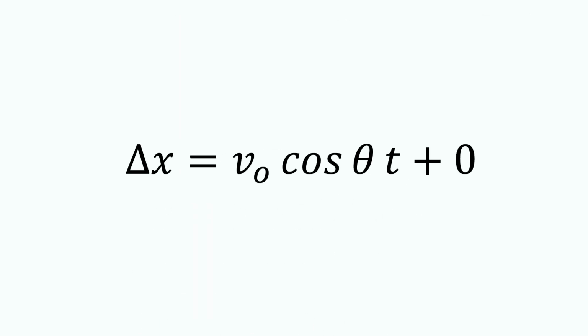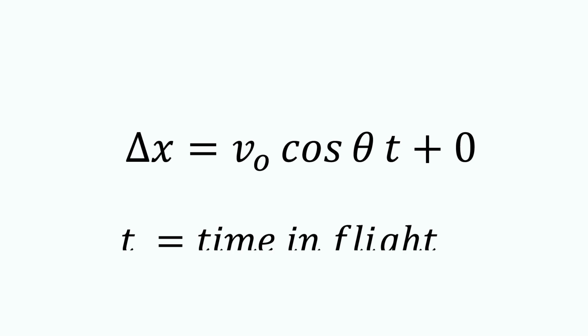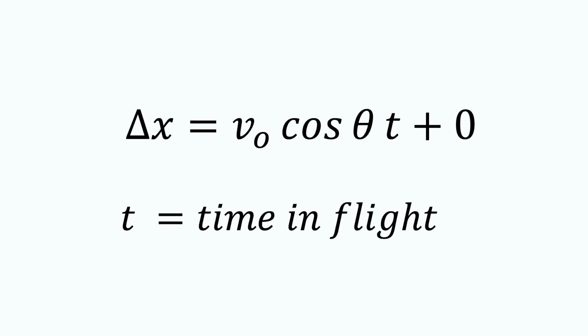So delta x equals v naught cosine theta t plus 0. There is no acceleration in this direction. We will be using the value obtained for total time in flight for t.